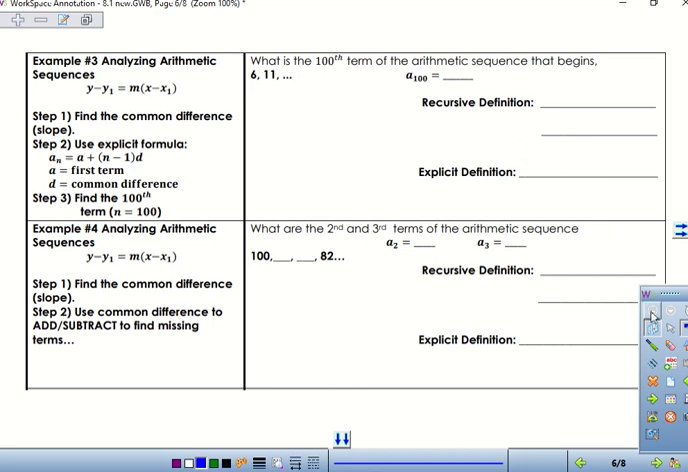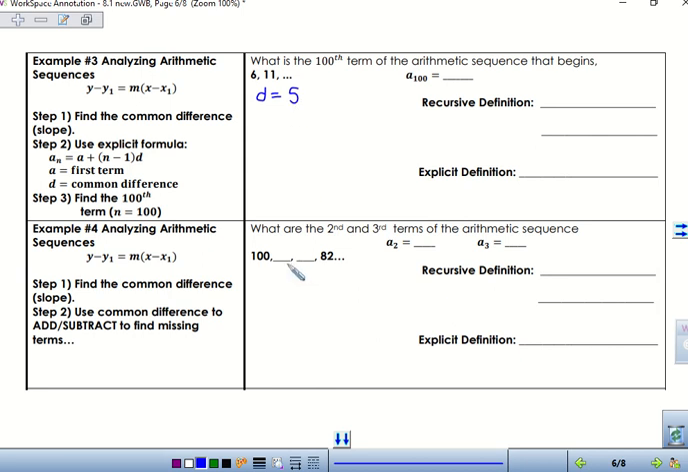All right. So first question we're going to look at, we have the formula laid out. Now, I personally like to put the d in front of the n minus 1, but it's really the same thing. It's just multiplication. So it says here, what is the 100th term of the arithmetic sequence that begins 6, 11? So right off the bat, I can find the common difference, right? What would be my common difference here? 5. It's going up by 5 every time.